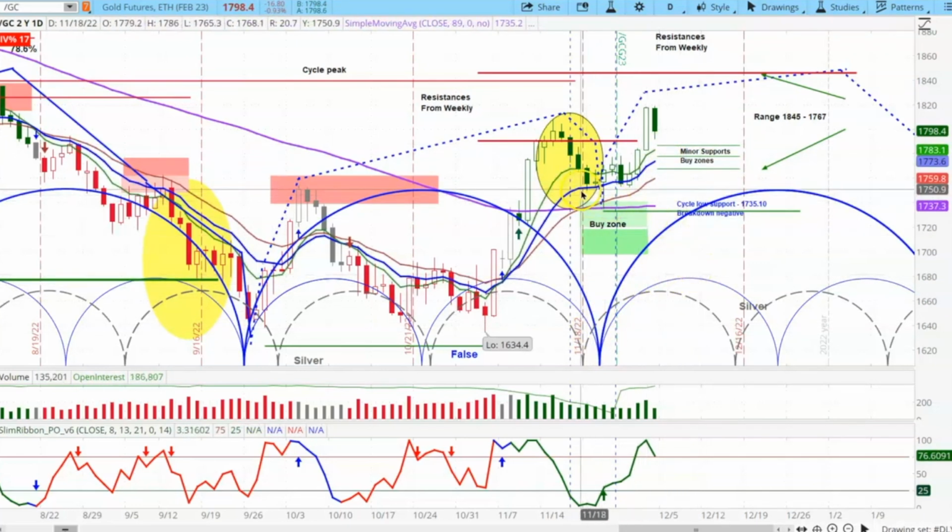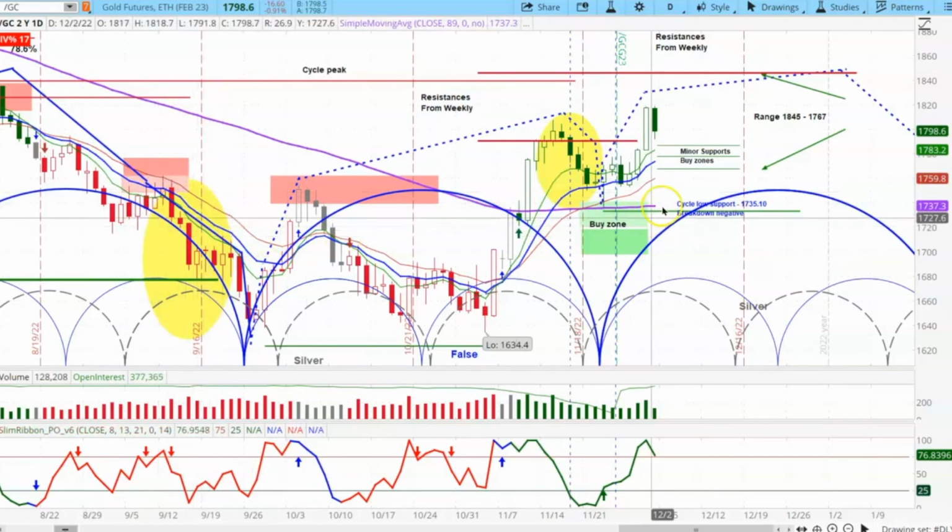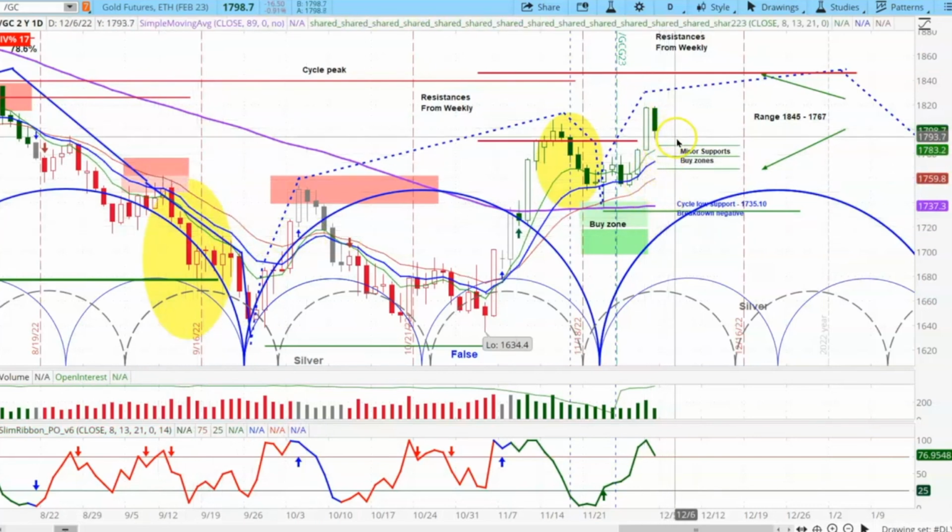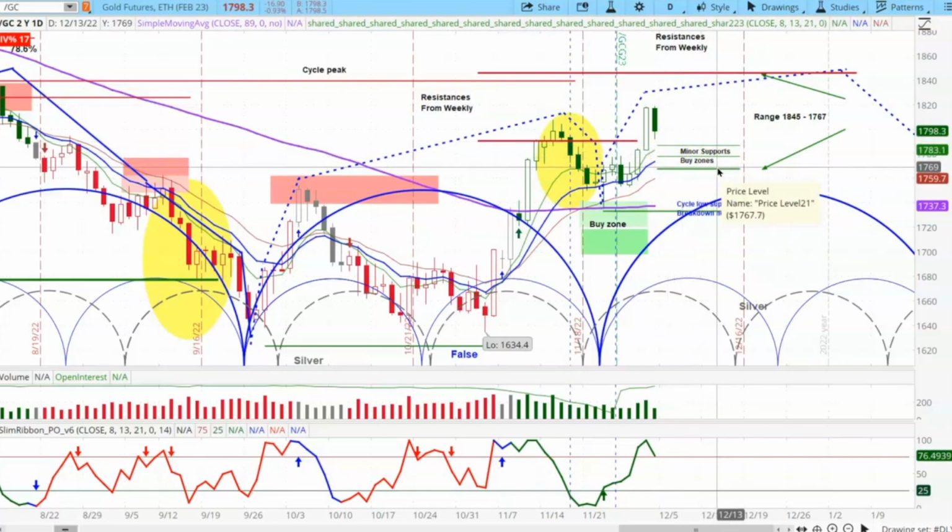And you could see the slim ribbon often gives support or resistance. You saw that all through here where it gave resistance. So if it continued to pull back, it's likely that the minor support would hold it. And we call that a buy zone because we have upside momentum and upside configurations that say it's not likely to get under that zone.